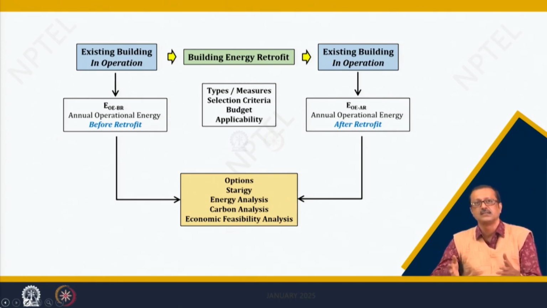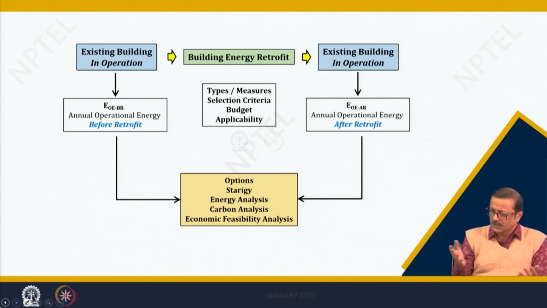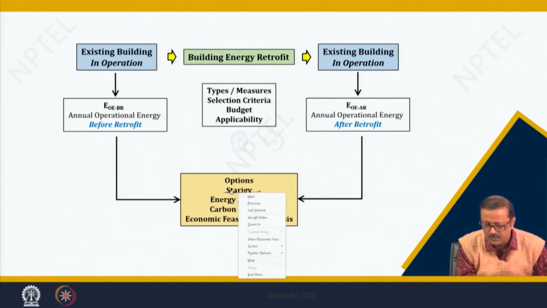To do that retrofit, there may be some options. There may be 2-3 options available with me. I can take any one of the options. I may have some strategies. This is a spelling mistake, I will rectify that one. There may be some kind of strategies. So, this is a spelling mistake, a typographical error.